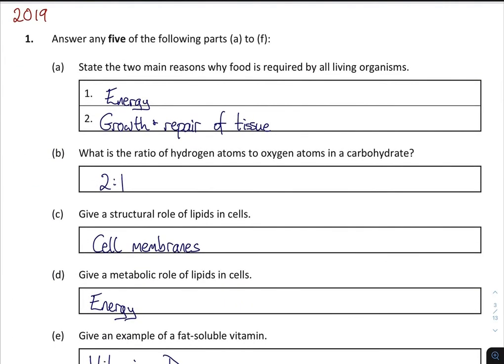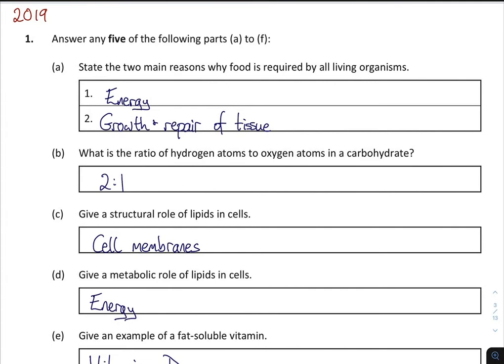2019. State 2 main reasons why food is required by all living organisms. This question's been asked a few times now. So you need food for energy, and you need food for growth and repair of tissue. What is the ratio of hydrogen atoms to oxygen atoms in a carbohydrate? So that's 2:1, always. There will always be twice as many hydrogen atoms as oxygen atoms.